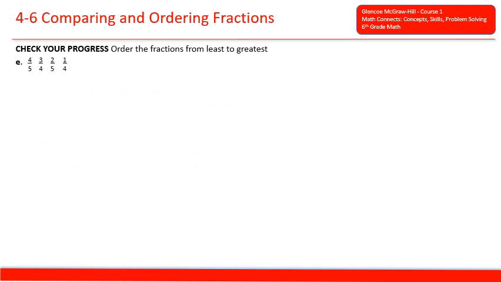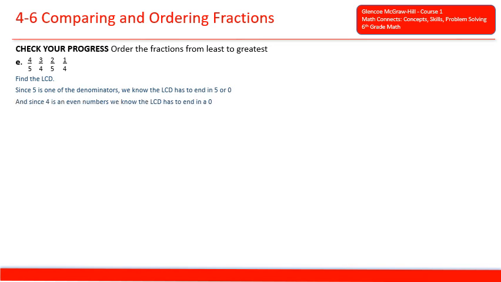Check your progress. So we get 4/5, 3/4, 2/5, and 1/4. Find the LCD. Since 5 is one of the denominators, we know the LCD has to end in 5 or 0. And since we know 4 is an even number, it can't end in 5, so it has to end in 0. So the lowest possible one is 10, but 4 will not go into 10 evenly, so we look at 20. 4 will go into 20 evenly, so we'll rewrite each fraction with a denominator of 20.